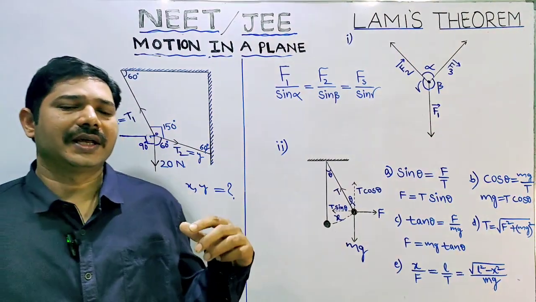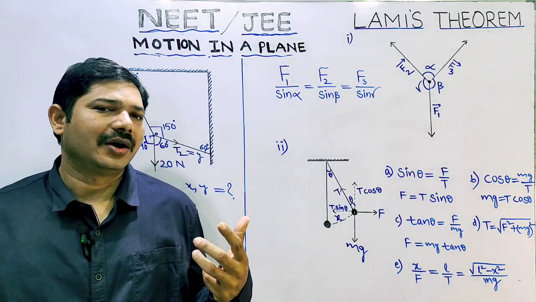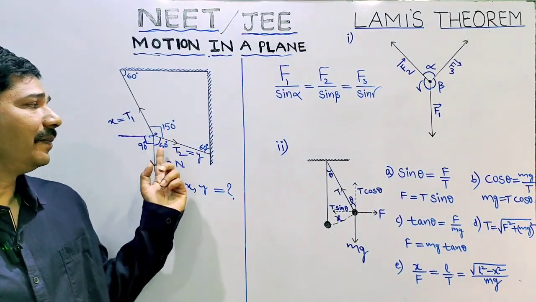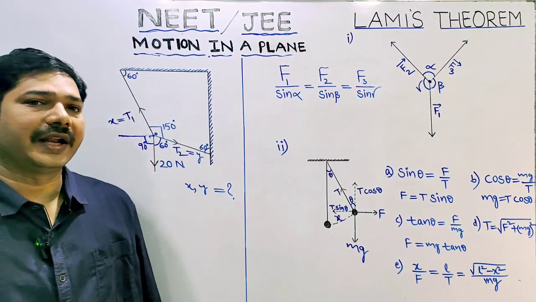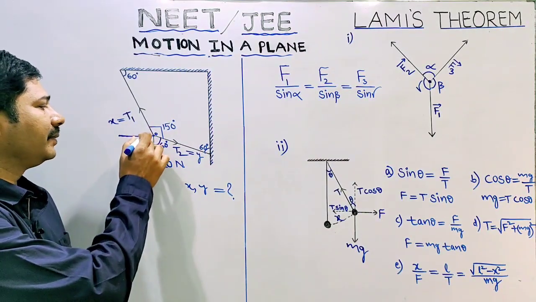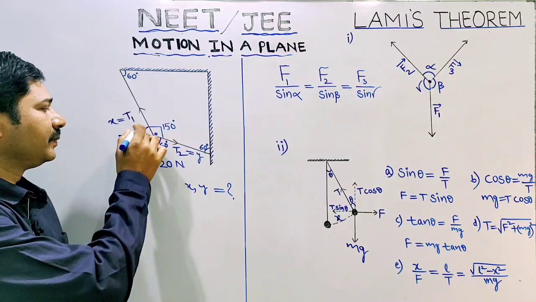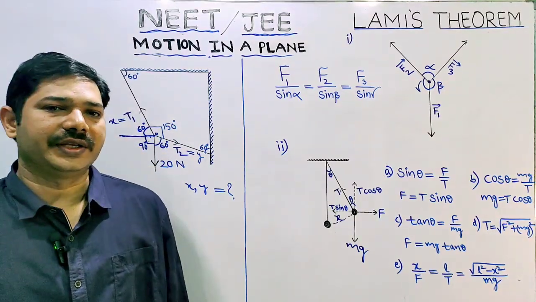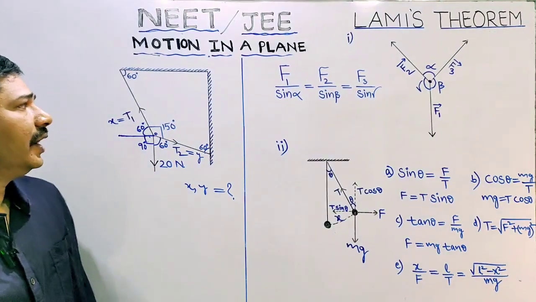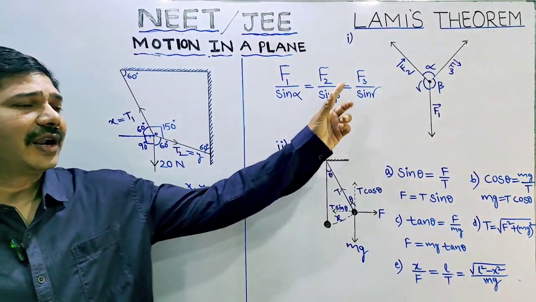Now you can measure the total angles here. In this circle, total angles: 150 plus 60, 210, 210 plus 90, 300. Remaining is how much here? Remaining is 60 degrees. Total 360 degrees. Now we discuss Lami's theorem.